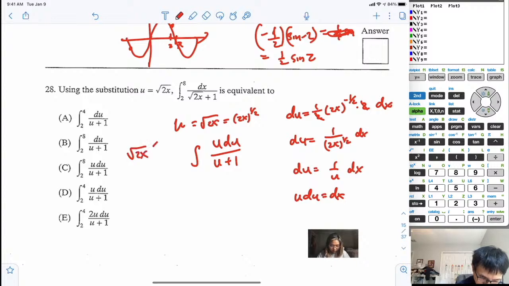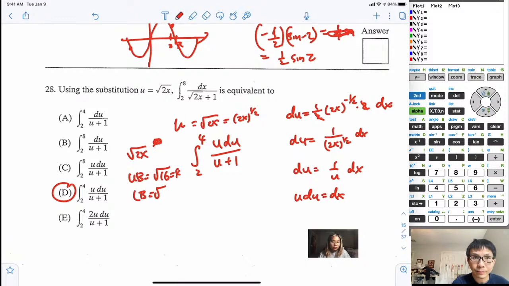We have to plug in the 8. So if I plug in the 8, the upper bound is going to be square root of 16, which is 4. The lower bound is going to be square root of 2 times 2 is 4, so it's 2. So the answer will be, what do we say the answer was? Answer was D, right? D. So the problem is here.